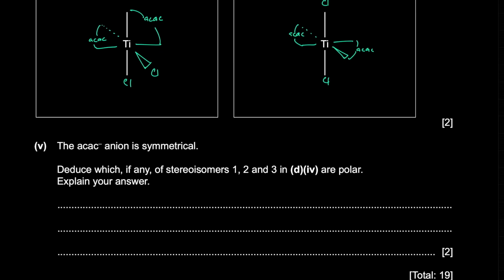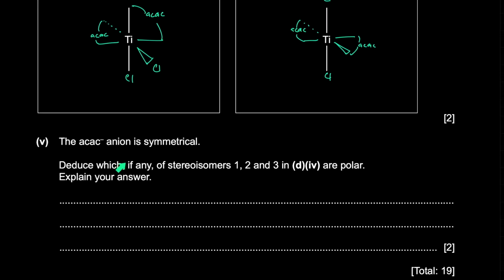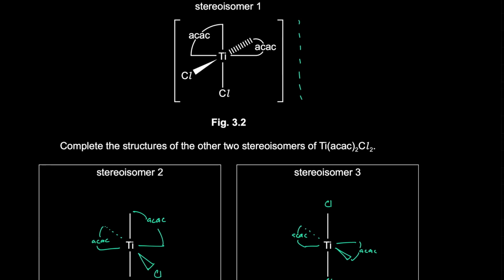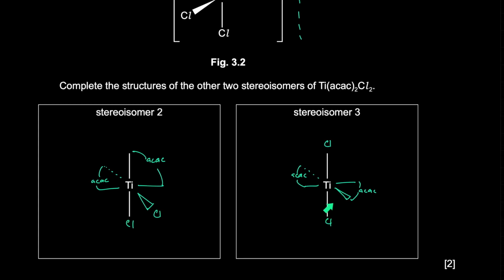The AC minus ion is symmetrical. Deduce which, if any, of the stereoisomers 1, 2, and 3 are polar. Now which of these isomers will be polar? Will it be the cis isomer or the trans isomer? Which one will be polar? If you look at the trans isomer, the net dipoles cancel each other out, right? The bond dipoles, the Cl and Cl dipoles, cancel each other out. Whereas in the cis form, you have a dipole towards the chlorides over here.